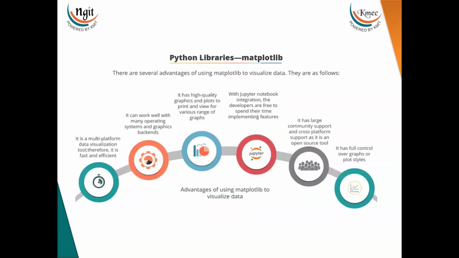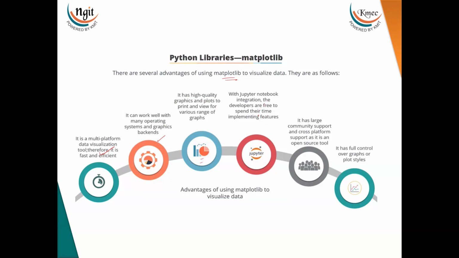What are the advantages of using Matplotlib to visualize the data? It is a multi-platform data visualization tool. Therefore, it is fast and efficient. It works with many operating systems. It has high quality graphics and plots for a various range of graphs.